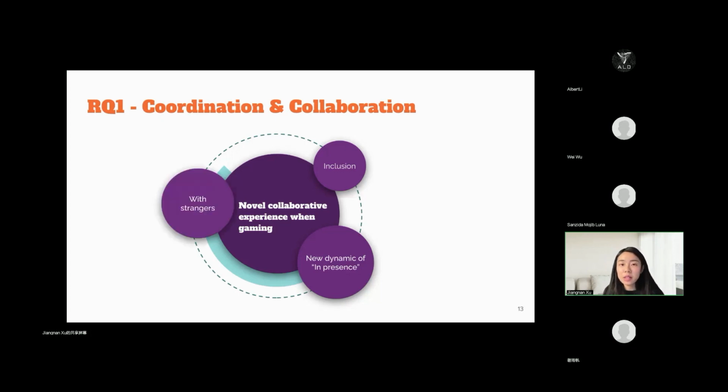And the other keyword is strangers. Obviously, people have more chances to connect with strangers online. They can play the game with people they have never met before. So this actually caused two kinds of voices.